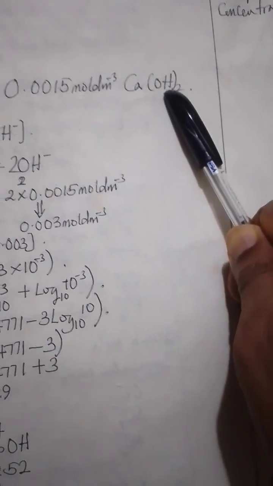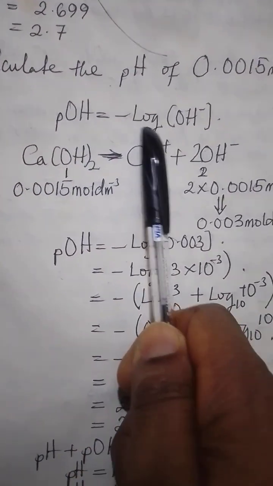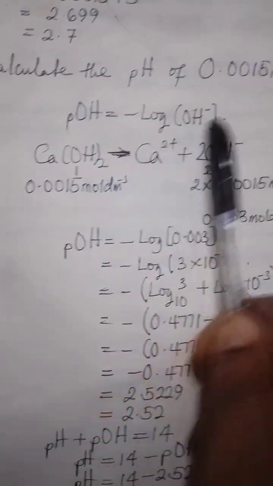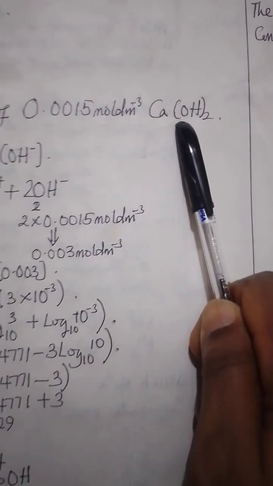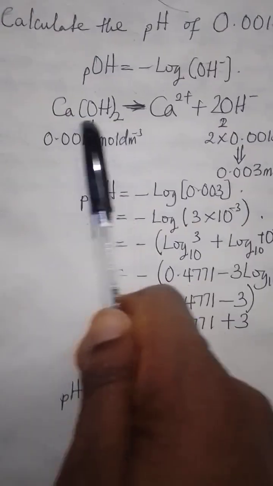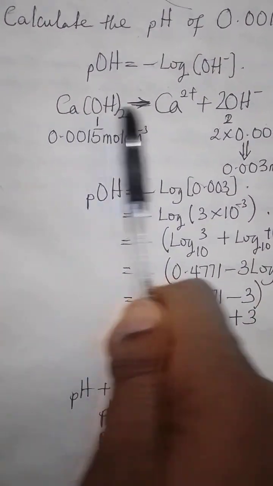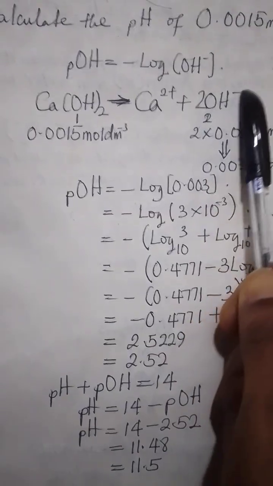This contains the hydroxyl ion, so we start from that point. pOH is the negative logarithm of OH minus. So we write the base and carry out the appropriate dissociation equation. If we do that, we're going to get Ca2+ and 2OH minus.